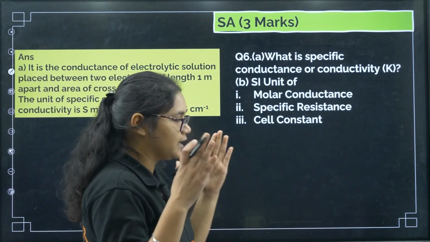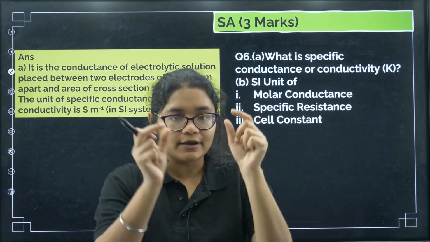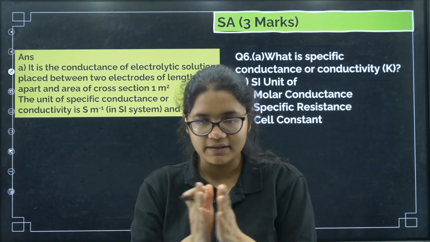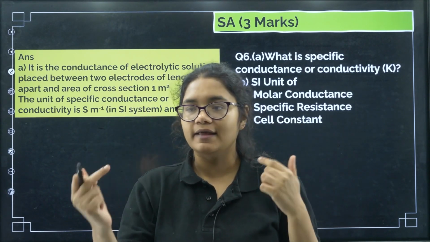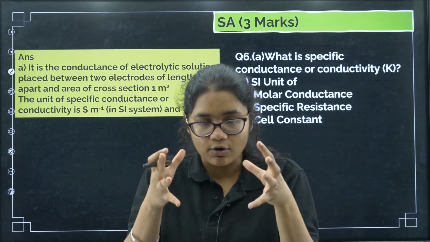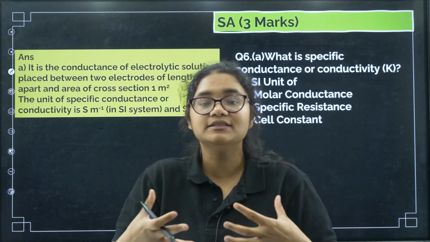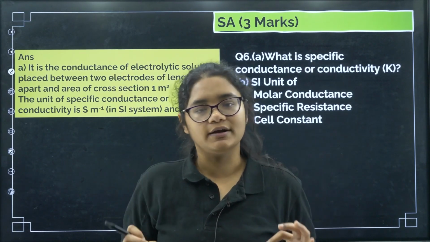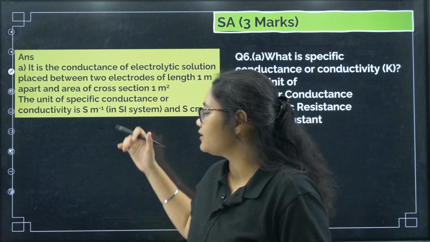So when you have taken a cell and you have placed two electrodes, they are 1 meter apart and their area of cross section is 1 meter square. At that time, how much electricity that volume of electrolyte can conduct is called your conductivity. Okay. Next, write down the units.